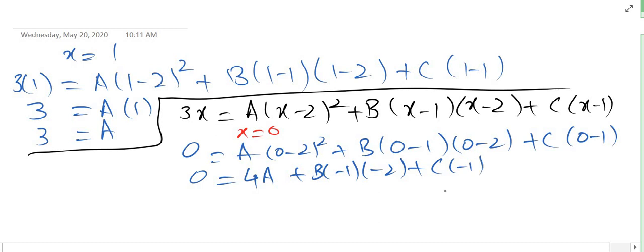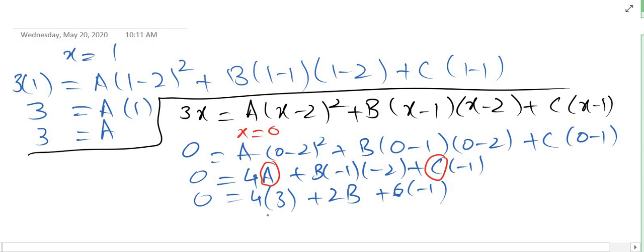So the value of a is 3 and the value of c is 6. Substitute these values here. We will get 4 times 3, minus 1 into minus 2 is plus 2, 2 times b is 2b, and minus c, c is 6, times minus 1, that is equal to 0. 4 times 3 is 12, this is 2b, and this is 6 times minus 1, minus 6, equal to 0. So 12 minus 6 is 6.